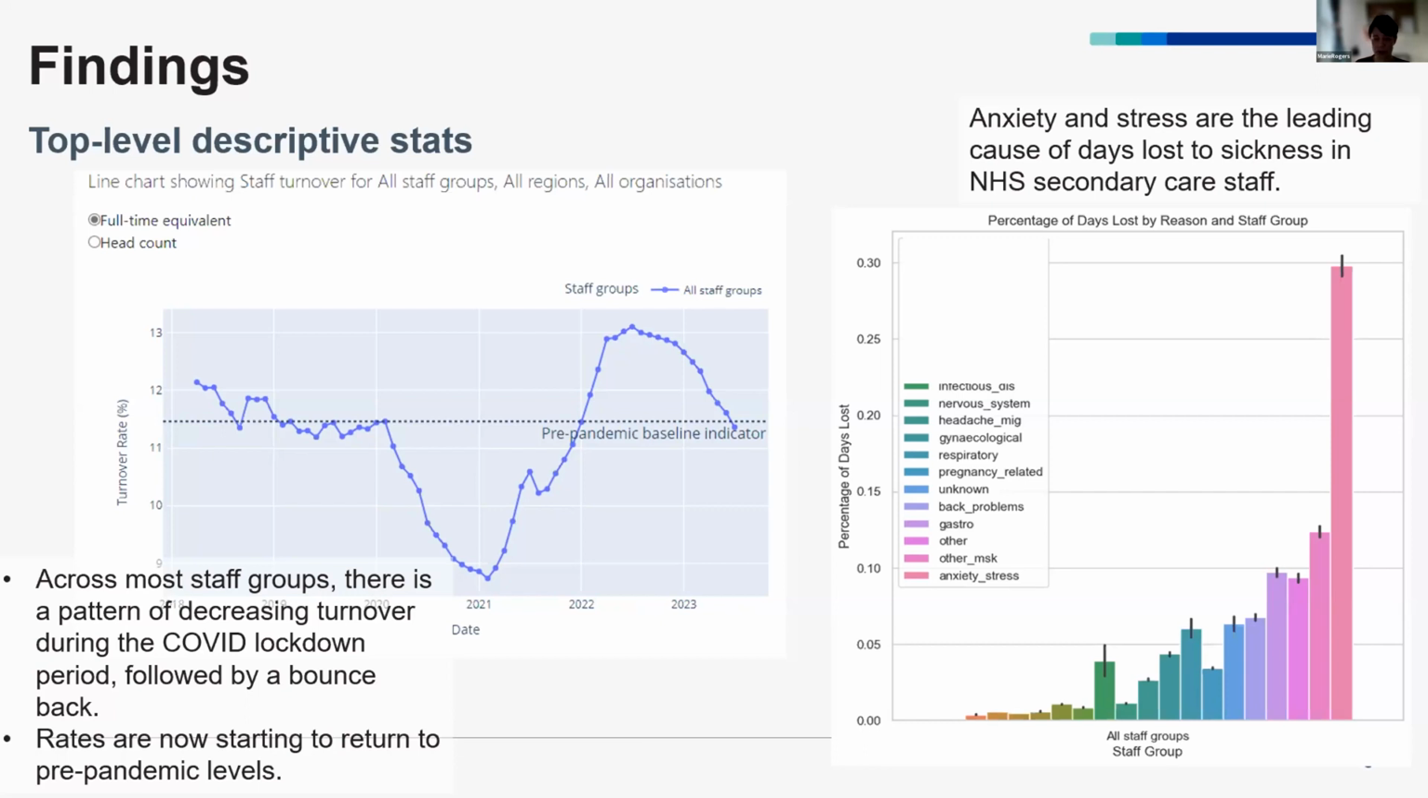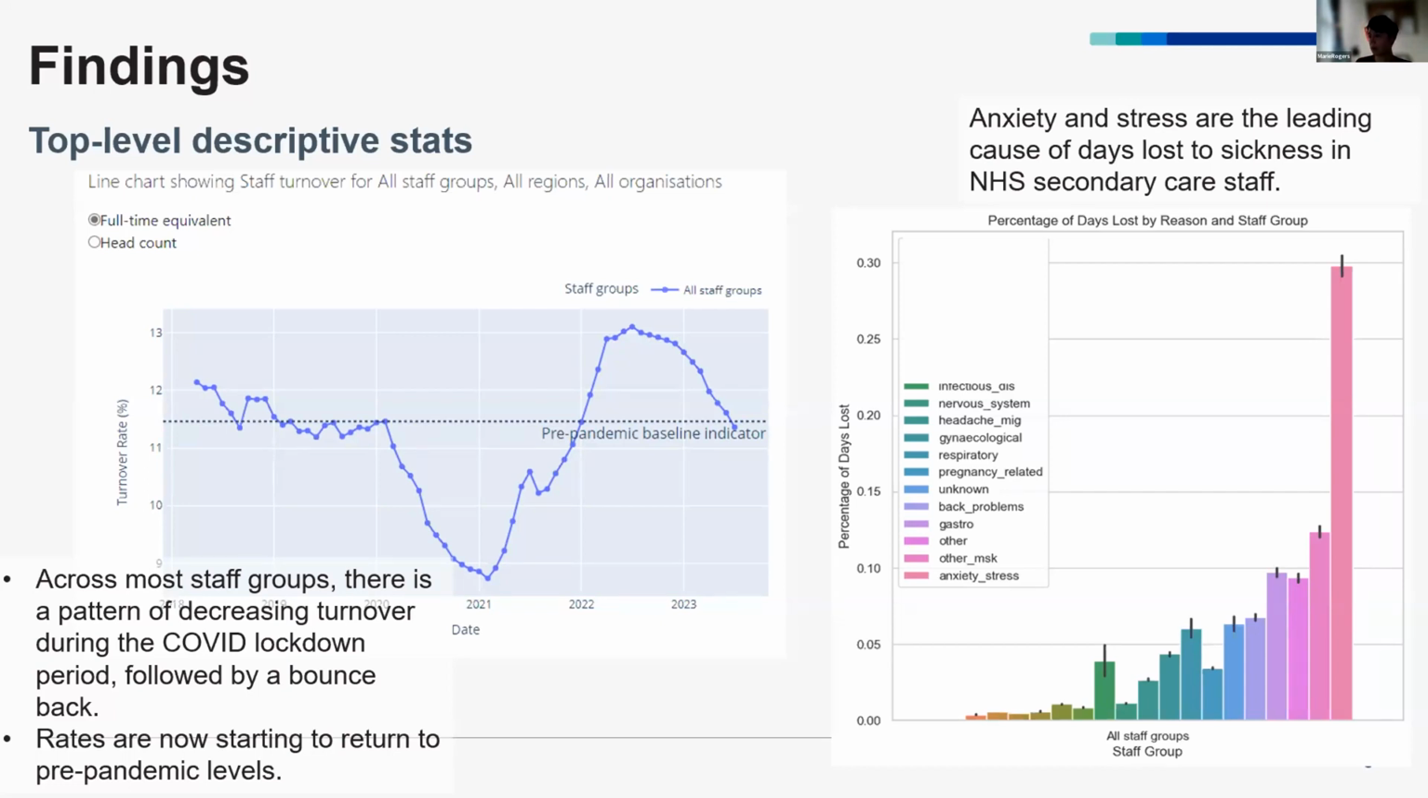There was kind of a post-pandemic bounce back effect where perhaps those people who would have left during the pandemic period leave, say retire or move on or want a different experience. And then now in the latest data, which is around August 2023, the rates have roughly come back in line with their pre-pandemic rates. And the dashboard allows you to explore whether this is the case by staff group and organisation.